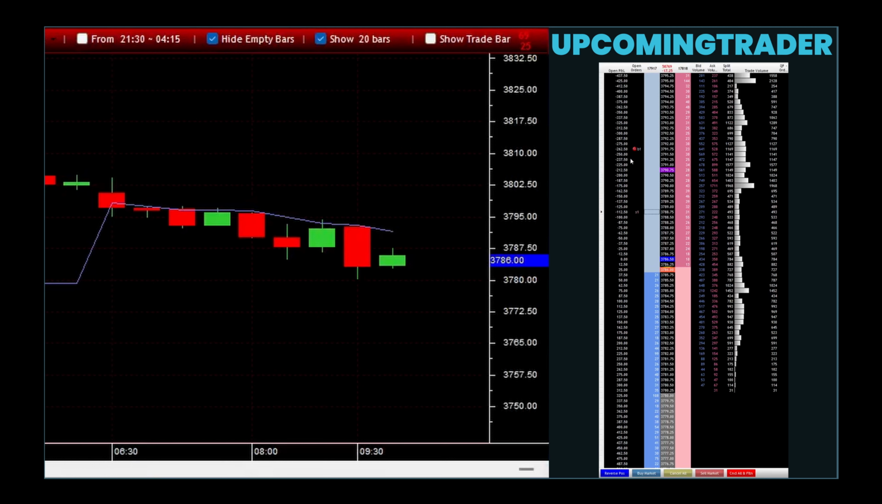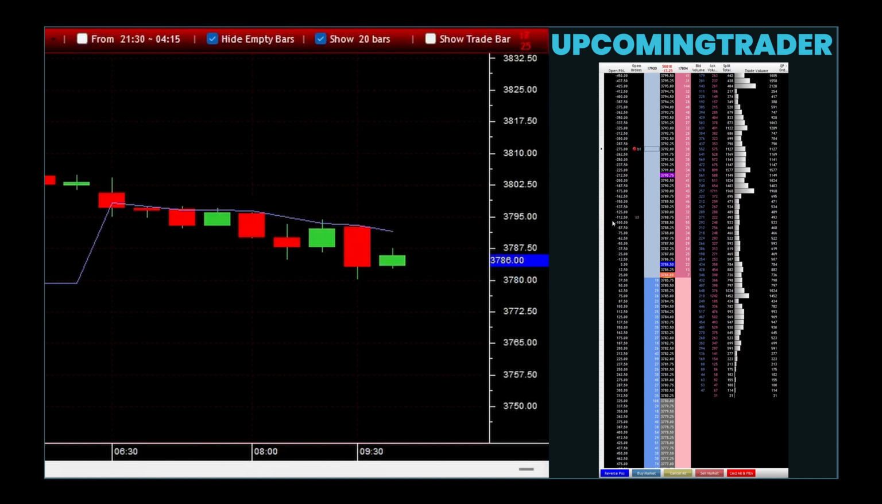Therefore, the three outside down pattern is more than just a signal of potential trend reversal or continuation. It is a manifestation of the changing tide in market sentiment, pointing to the increasing bearish strength and a possible shift in the momentum that can guide traders in making more informed decisions.